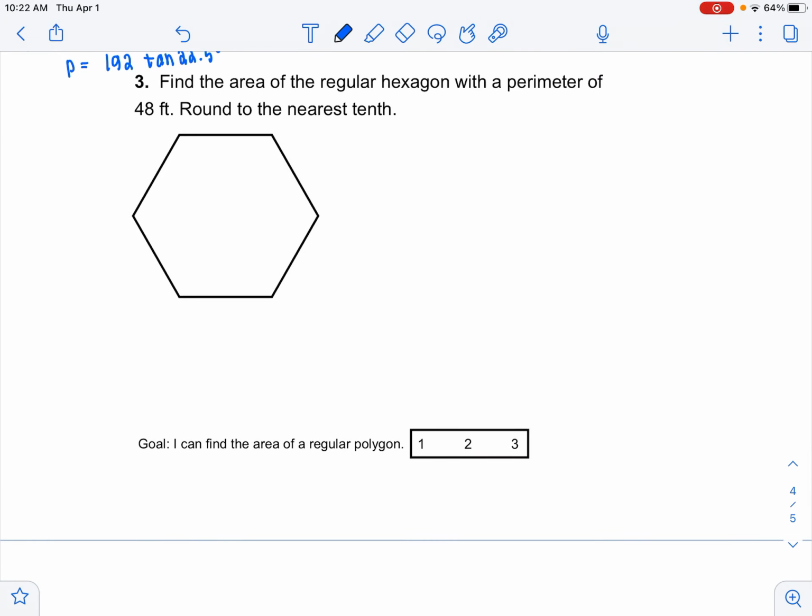Find the area of the regular hexagon with a perimeter of 48 feet, round to the nearest tenth. So I start the same way. Area equals 1/2 apothem times perimeter. And then I ask myself, what do I have? Do I have the apothem? Nope. So I'm going to leave a big space for it. And I say, do I have the perimeter? And yeah, they gave me the perimeter is 48. They didn't even give me side length where I have to figure out myself. All right, but now I have to find the apothem.